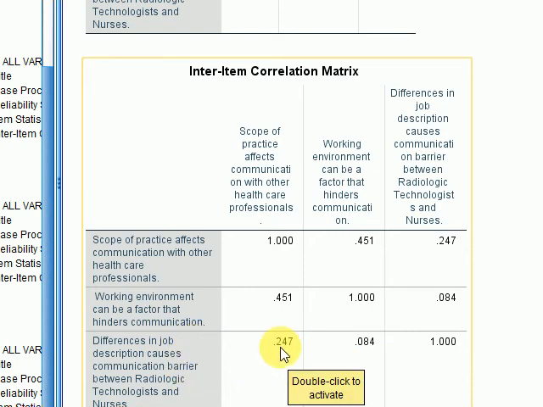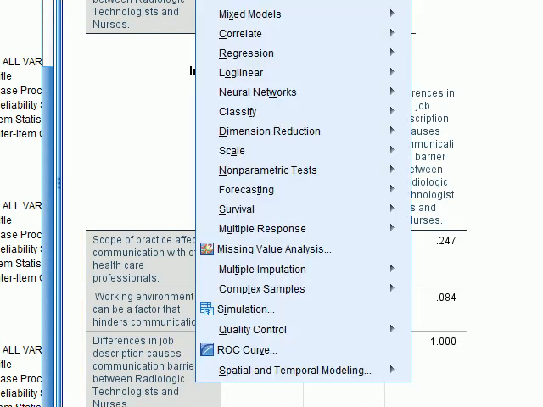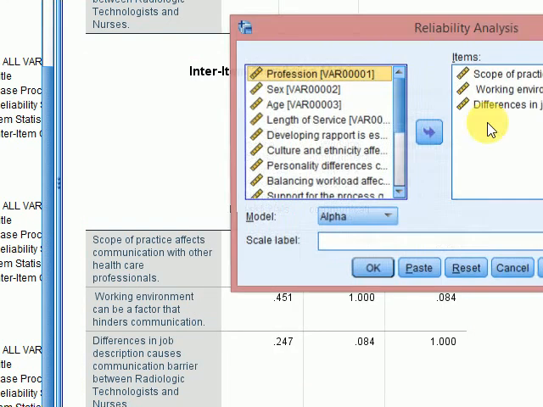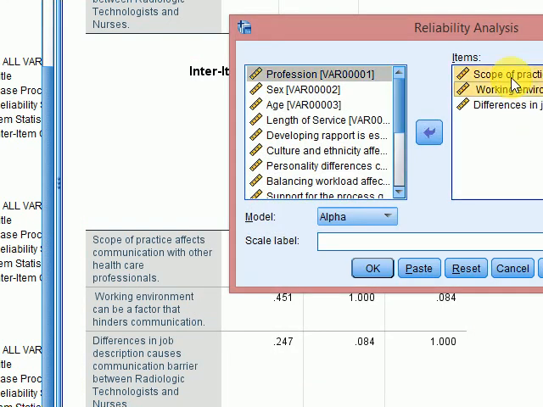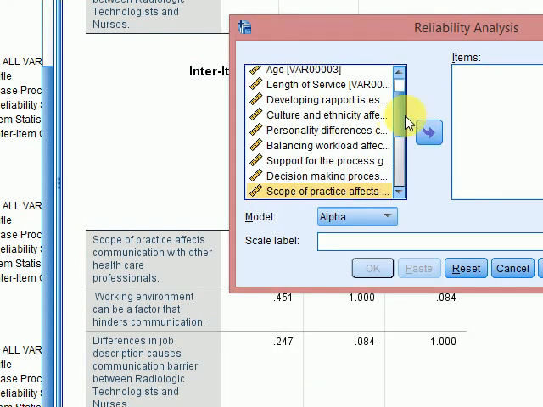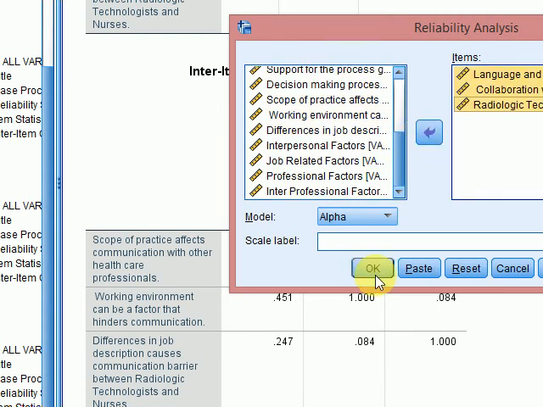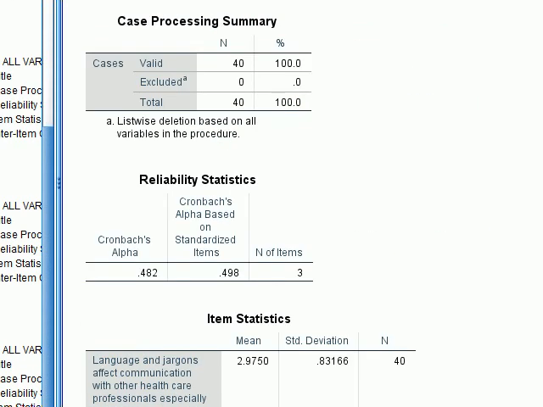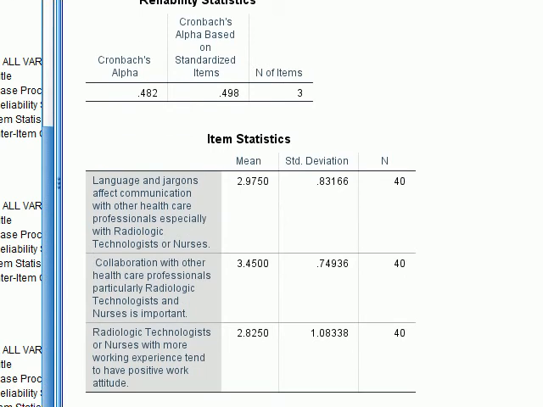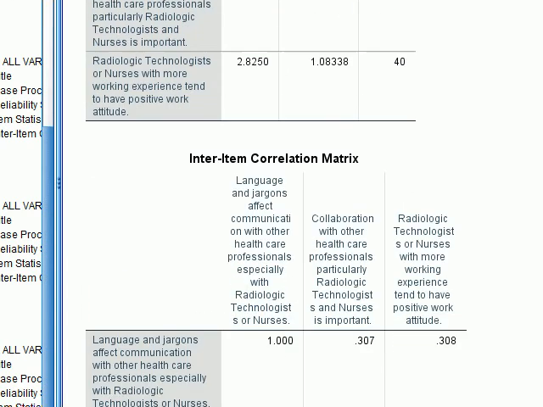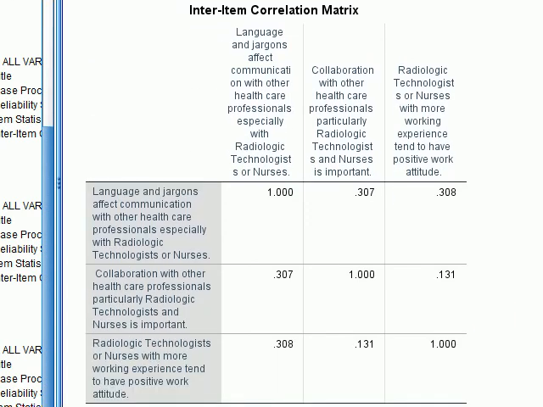Differences in job causes communication. I think there's a problem with your last question always. Okay? So, again, I will not comment on that anymore. Go back and language, collaboration, radiologic, technology, something like that. So, we have, okay, and you have, again, 0.498. It's higher already, but it's not that high still, because 0.6 is what we want.